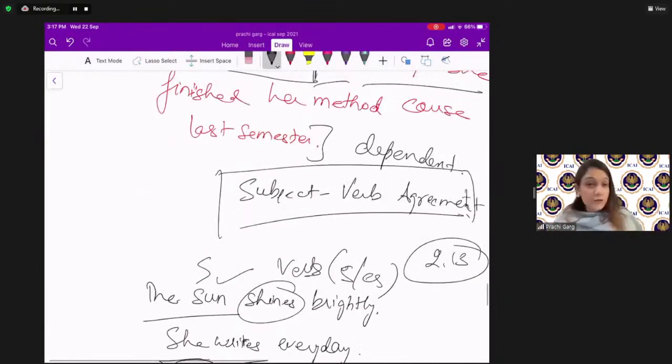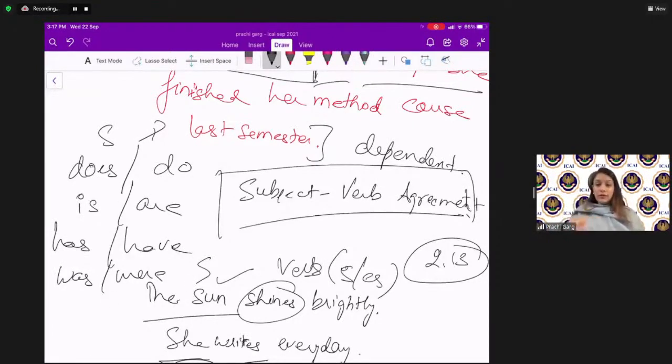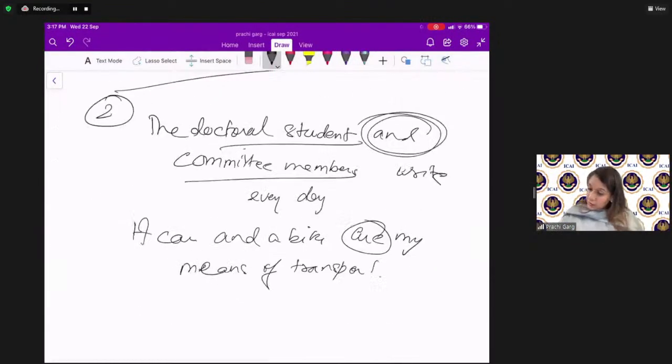People don't know when to use do, when to use does, when to use is, and when to use are. Does is used with singular subject, do is used with plural. Is with singular, are with plural. Has is with singular, and have is with plural. Am I clear? Does, do, is, are, has, have. Was, were. Okay. If you do not know, please write it down. All right. Next. So you're done with the second rule also.